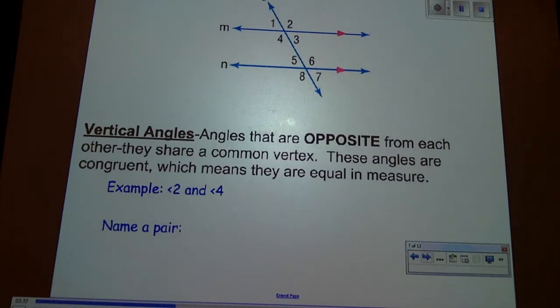Then we have vertical angles. Angles that are opposite from each other. They share a common vertex. These angles are congruent, which means they are equal in measure. So one example of vertical angles are angles 2 and 4. They're right across from each other. Can you name another pair?